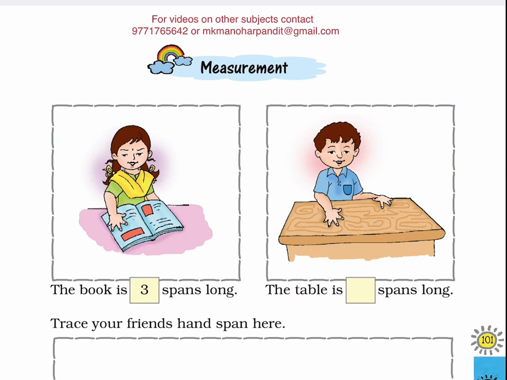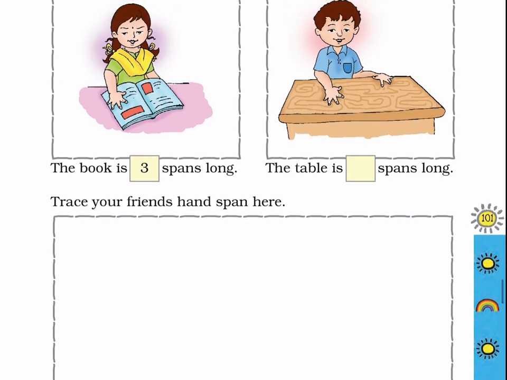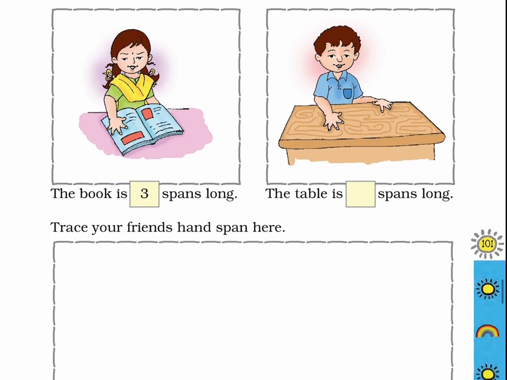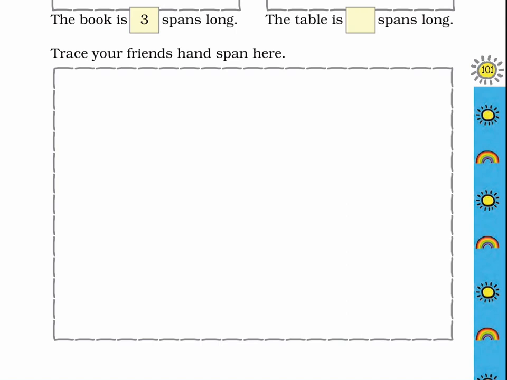Picture 2 shows a boy measuring the table kept in front of him with his spans. The table is dash spans long. This is written beneath this picture. You have to measure your table with your hand span and fill the dash. Picture 3 shows an empty big box in square shape. You have to trace your friend's hand span in the box.